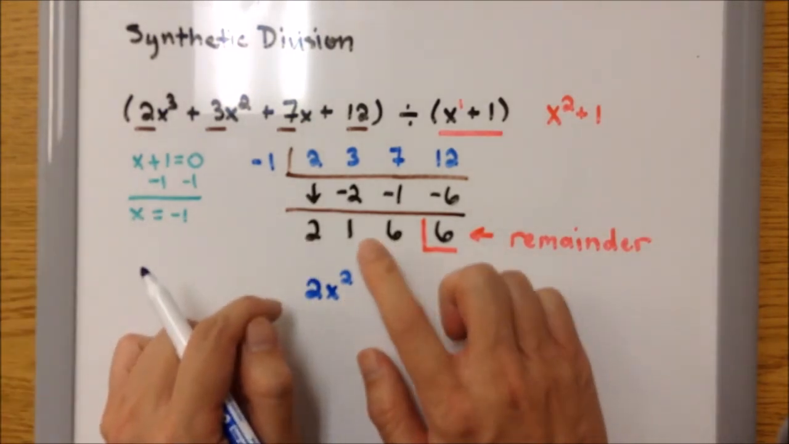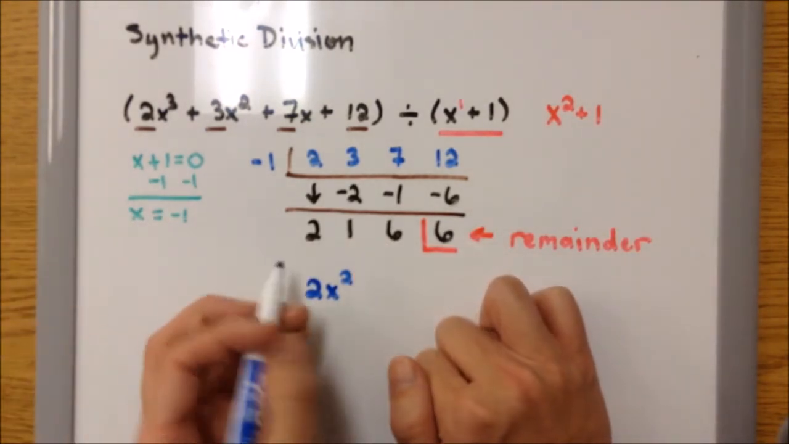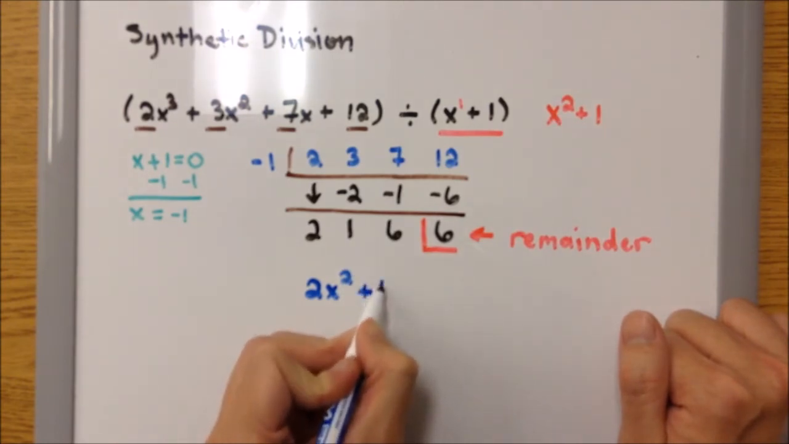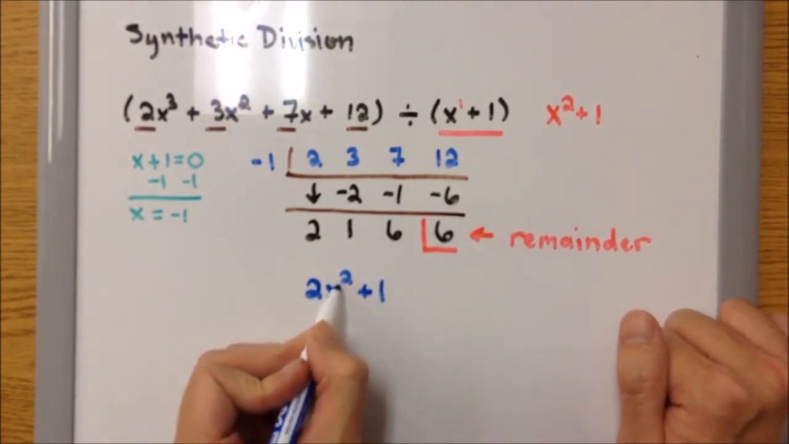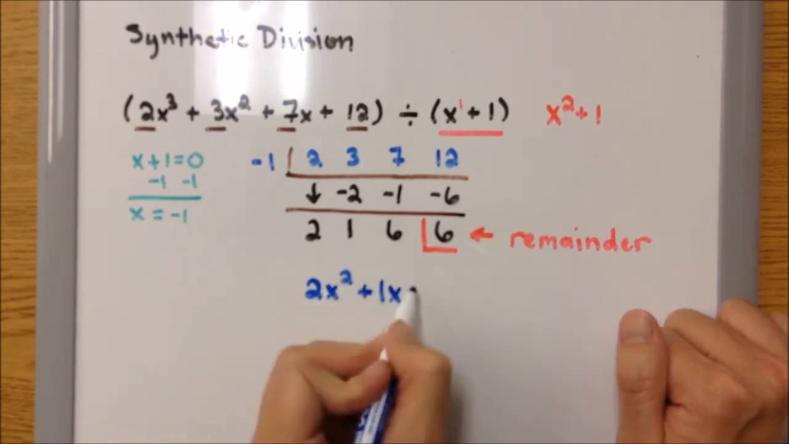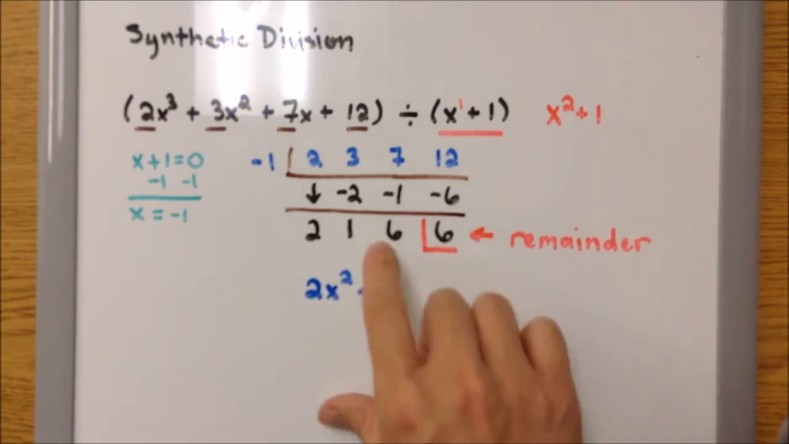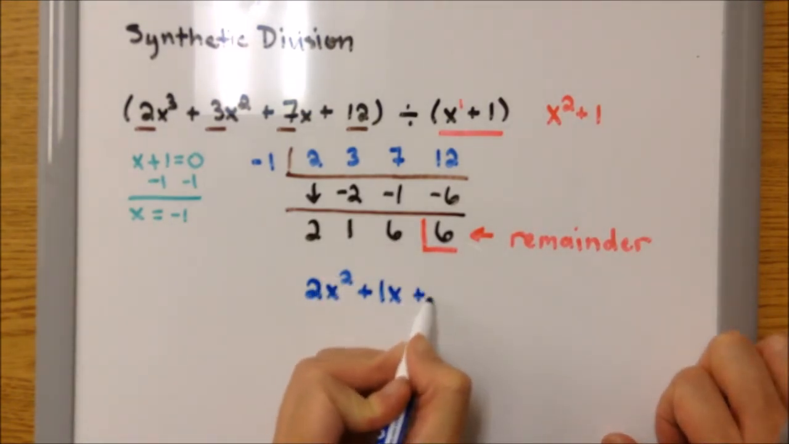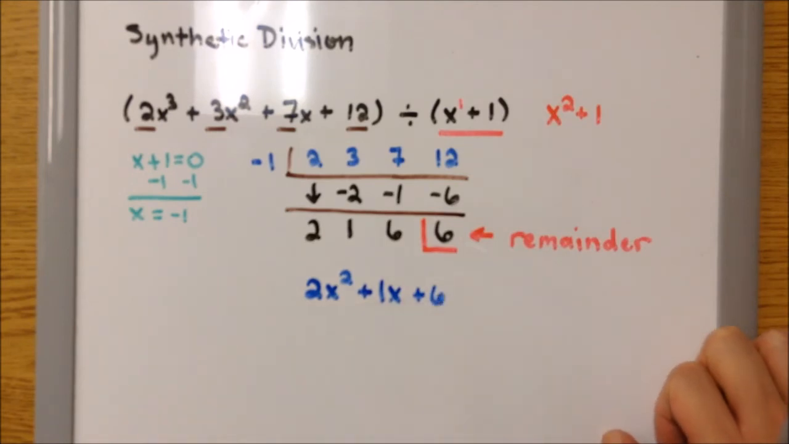So I'm using a 2. Now I have a positive 1. So, plus 1. And then since I started with x squared, I'm going to count down with the exponent. So that's x. So 2, 1. Next is the number. So that's a positive 6. So I'm going to write plus 6.